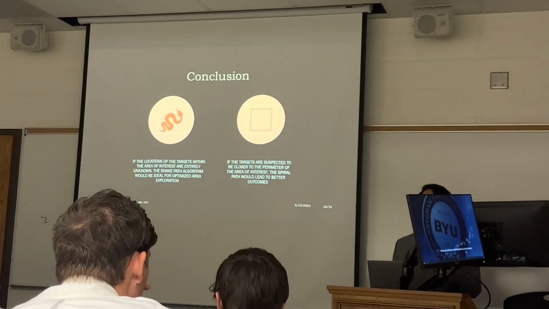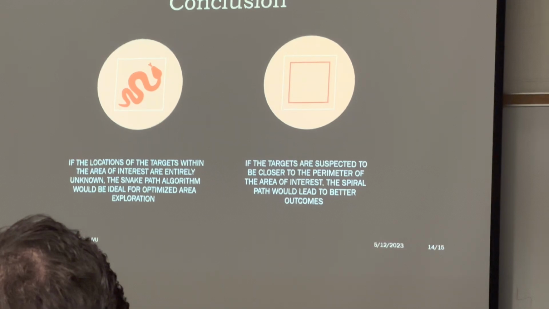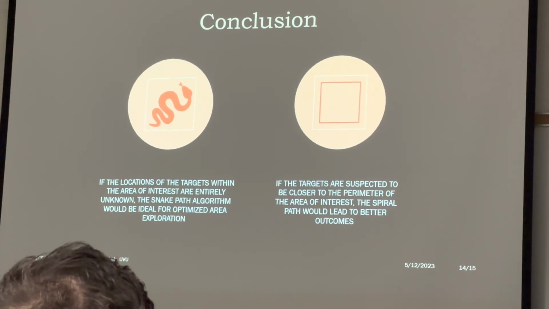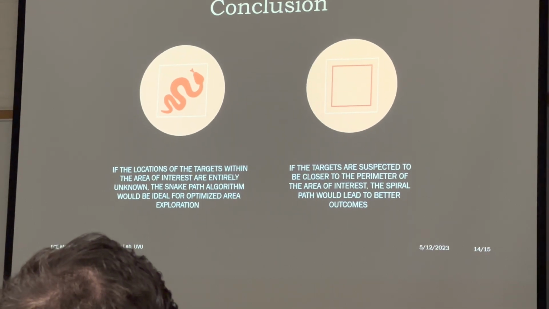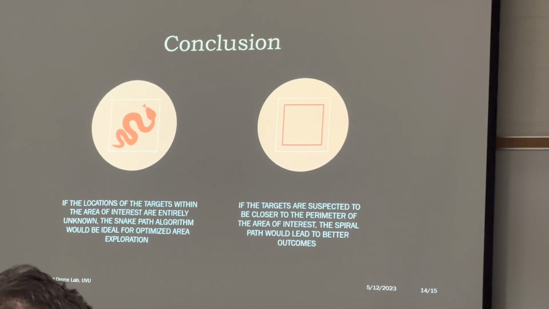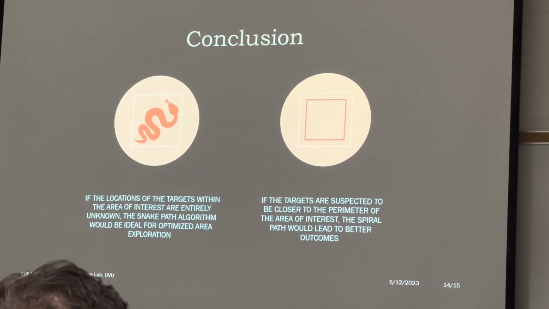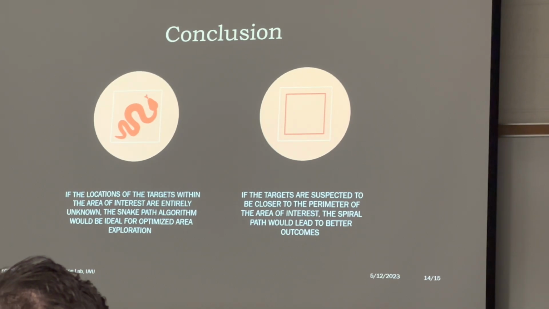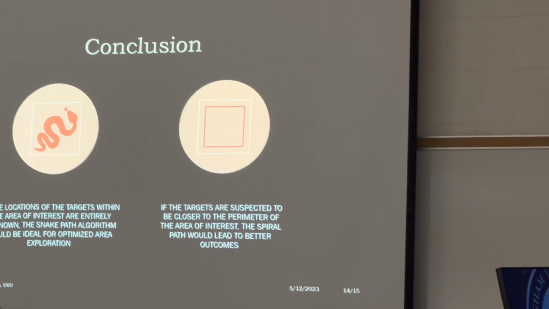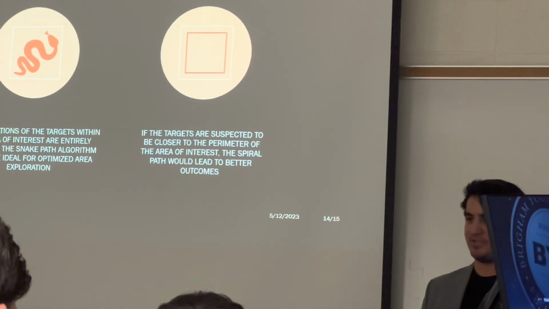So what this tells us is if we don't know exactly where our targets are, snake path should be a better exploration algorithm. But if we do know where the fans are and we suspect that they are going to be closer to the perimeter, a spiral path algorithm would lead to better outcomes, since it would go for the fans outside the perimeter first. So those are the differences between the two. They're both good, but they just have different uses depending on what your situation is.